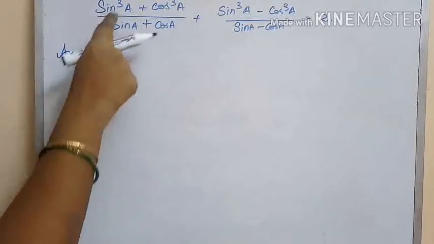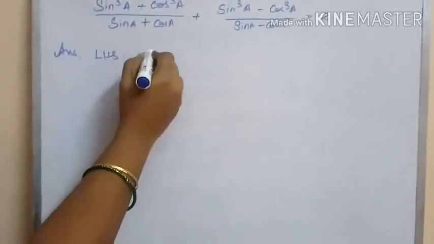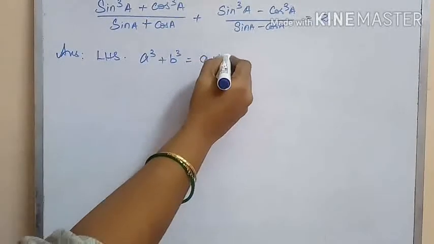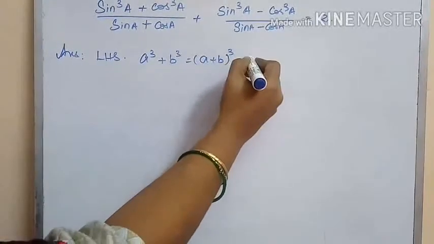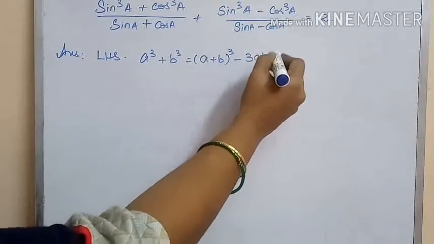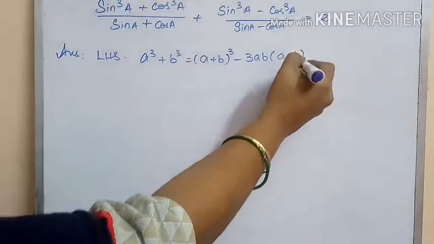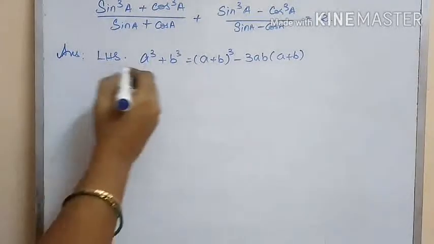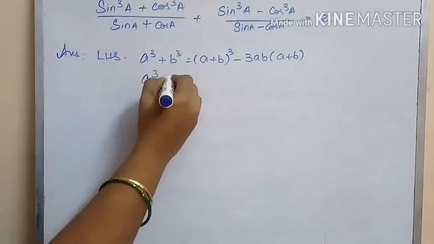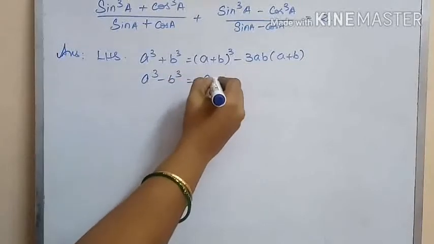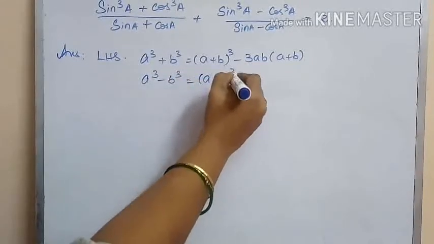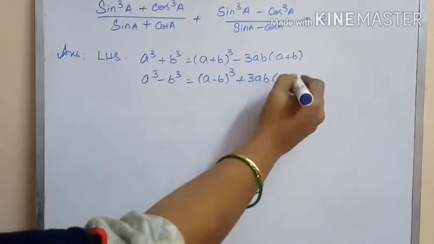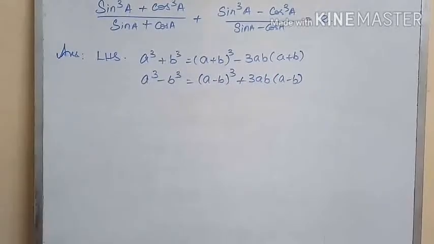The next problem we have here is sin cube a plus cos cube a by sin a plus cos a plus sin cube a minus cos cube a by sin a minus cos a is equal to 2. Let us recollect these identities. A cube plus b cube is equal to a plus b the whole cube minus 3ab into a plus b. And a cube minus b cube is equal to a minus b the whole cube plus 3ab into a plus b.